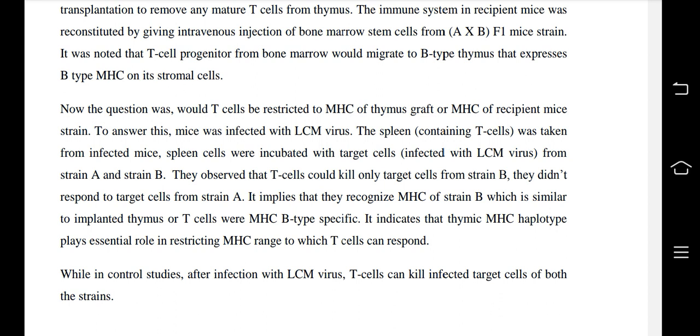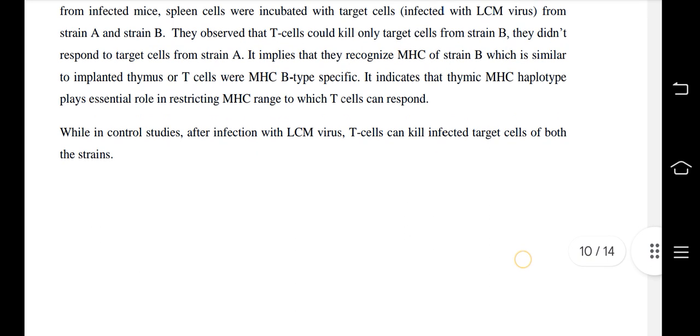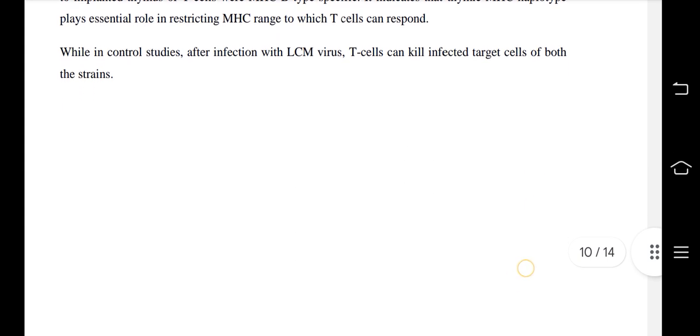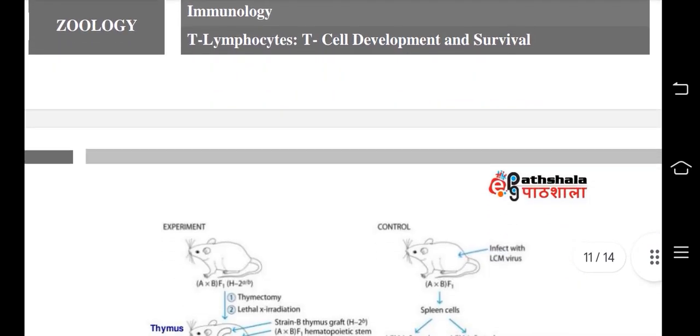It indicates that thymic MHC haplotype plays an essential role in restricting the MHC range to which T cells can respond. While in control studies, after infection with LCM virus, T cells can kill infected target cells of both the strains.